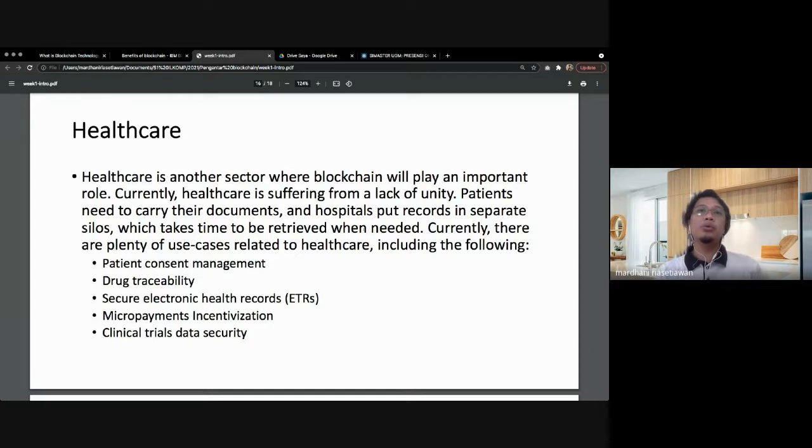So that's why in healthcare, when using the blockchain, we will have patient consent management, drug traceability, security, electronic health records, micro-payment incentivization, and clinical trial data security. I think that would be very important to help the healthcare industry with its issues. This issue has already existed for several decades, a never-ending issue in healthcare. So I think this is the opportunity to change the landscape of healthcare using blockchain.